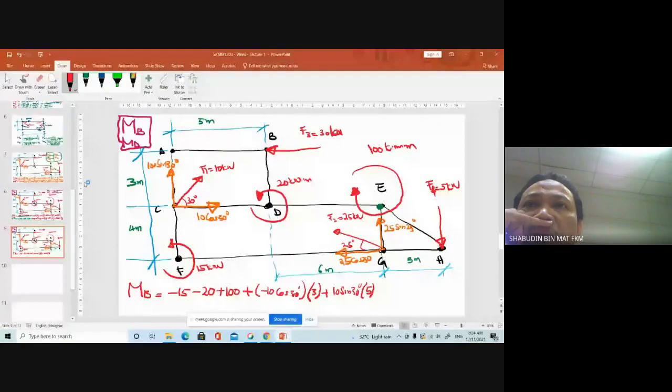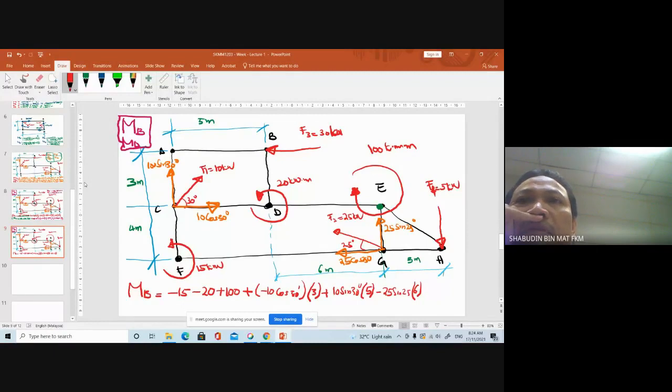Okay. What else do you have? Does this one give a positive moment or a negative moment? This one, 25 sine. You're sitting at point B. Negative. Negative 25 sine 25, multiply by what distance here? 6. 6.